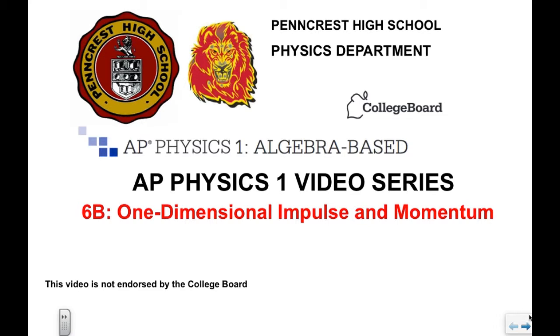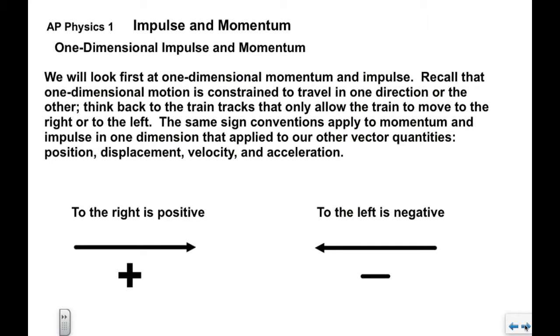This is video 6B, one-dimensional impulse and momentum. Now the first thing we're going to look at here is one-dimensional momentum and impulse. Recall that one-dimensional motion is constrained to travel in one direction or the other, or its opposite. Think back to one-dimensional kinematics and the train tracks that only allow the train to move to the right or to the left.